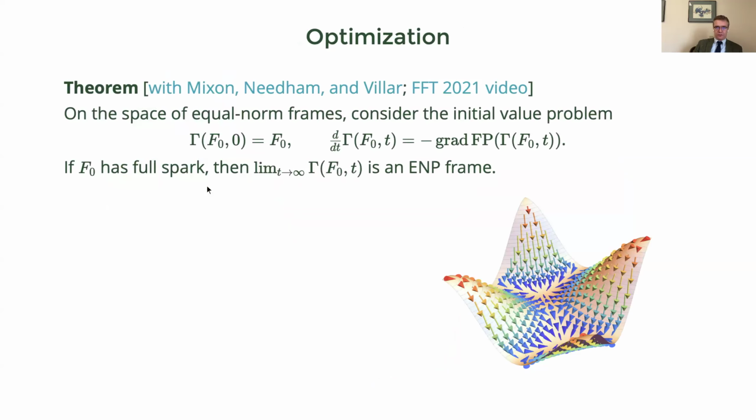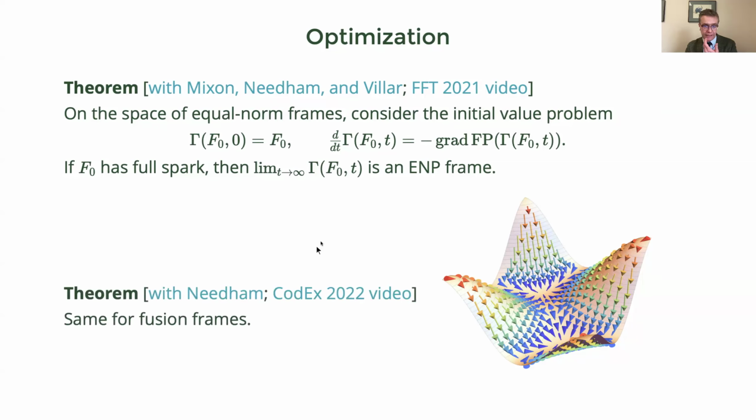And so Tom and I, along with Dustin Nixon and Soledad.vr, actually gave three different proofs of the Benedetto-Fickus theorem, one of which was in the spirit of what I've been saying, where if you do gradient descent and you start with a full spark frame, so some frame where all of the maximal minors have full rank, then you will always flow to an equal norm Parseval frame. So, okay, something bad happens on this line of critical things here. But if you stay away from that, you just flow down the valley into these basins of attraction, which are exactly the equal norm Parseval frames.